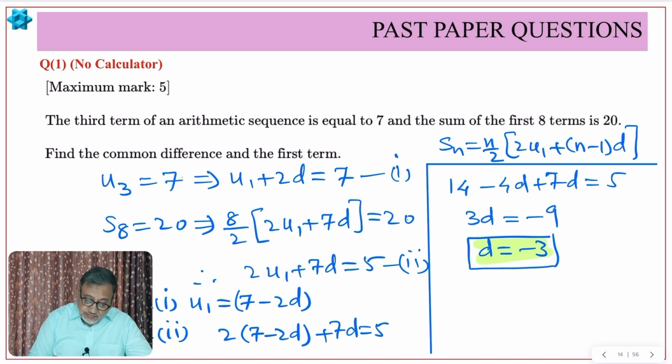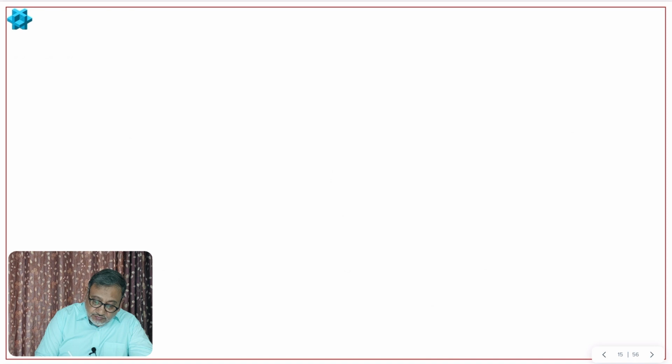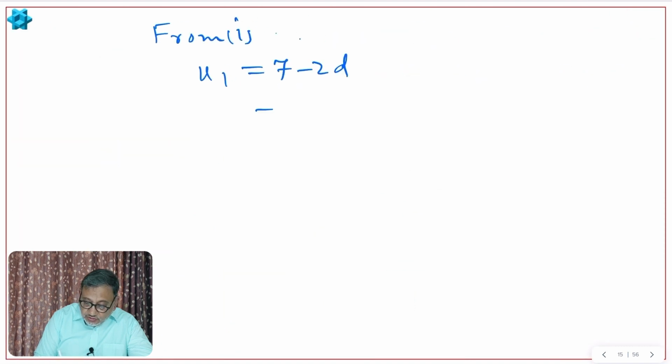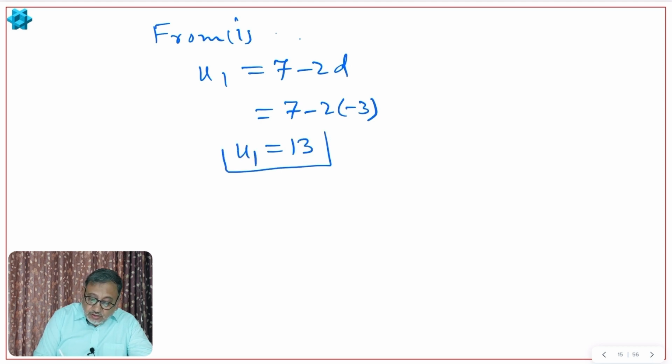Now what they are asking? Find the common difference and the first term. First term also we have to find. So we will put in equation 1. From 1, U1 is equal to, what was U1? 7 minus 2D. So 7 minus 2 times minus 3, right? So minus and minus plus 6, 7 and 6, 13. U1 is 13. That's it. So we got both the answers, right?